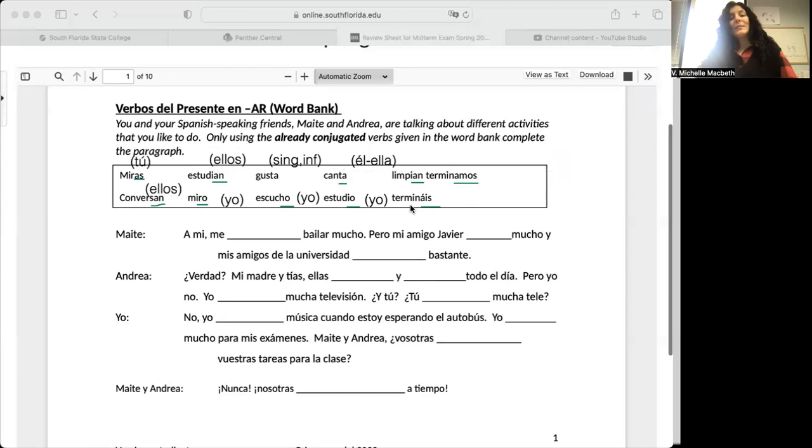Okay. Then we have limpian and terminamos. So limpian ends in an AN, so it's going to be like these ones, ends in an AN. What does it have to be? Ellos. And then we have terminamos, ends in amos. What does it have to be? Nosotros. And we have ice, ends in ice. What does it have to be? Vosotros. Okay? All right.